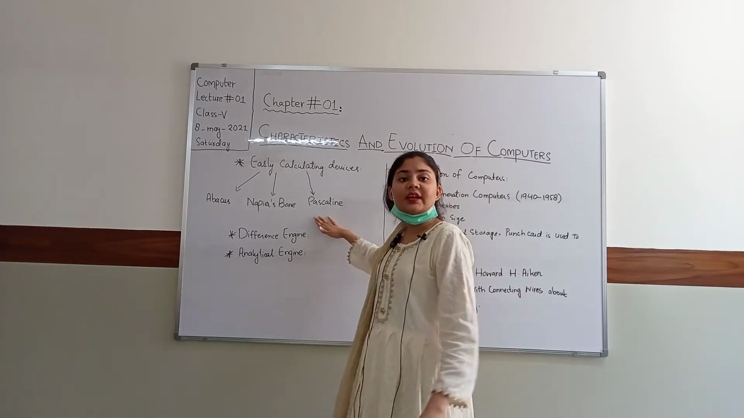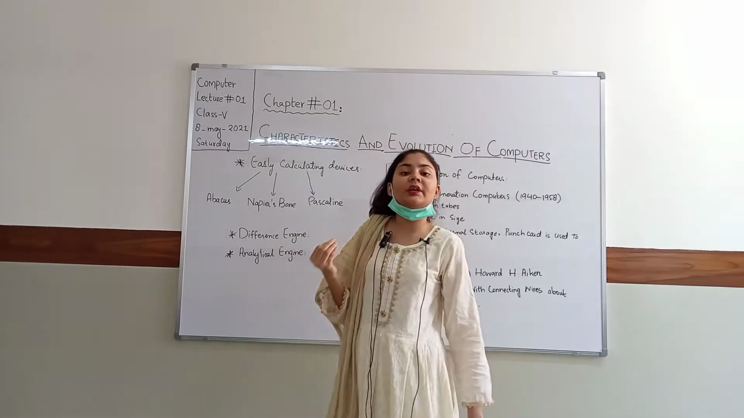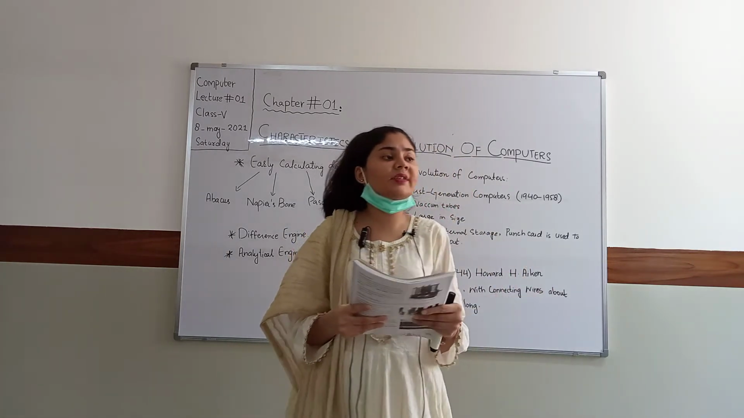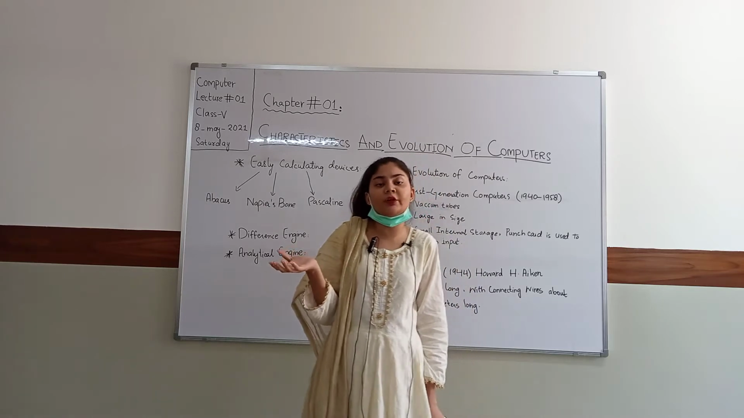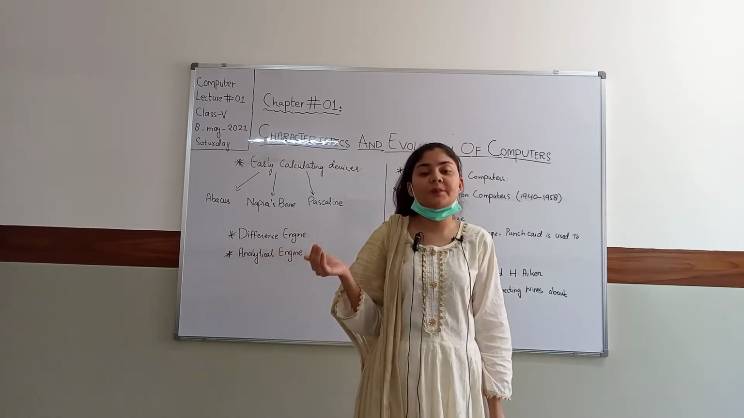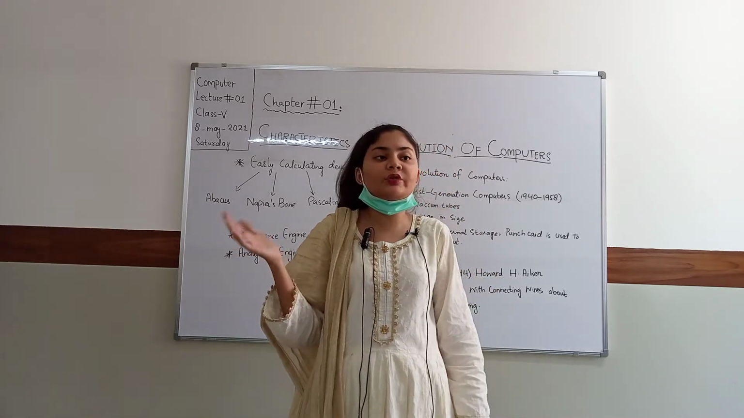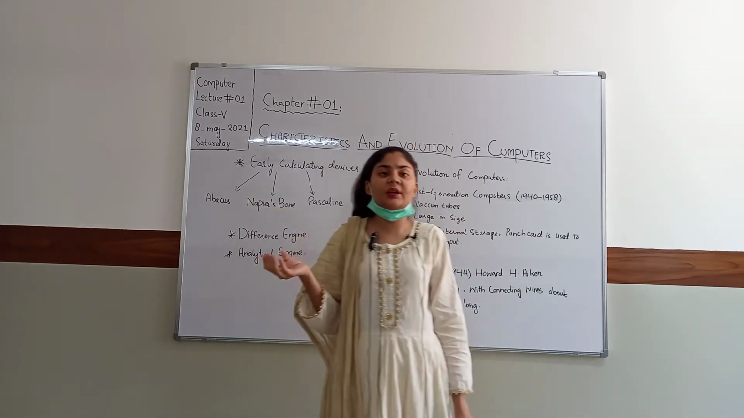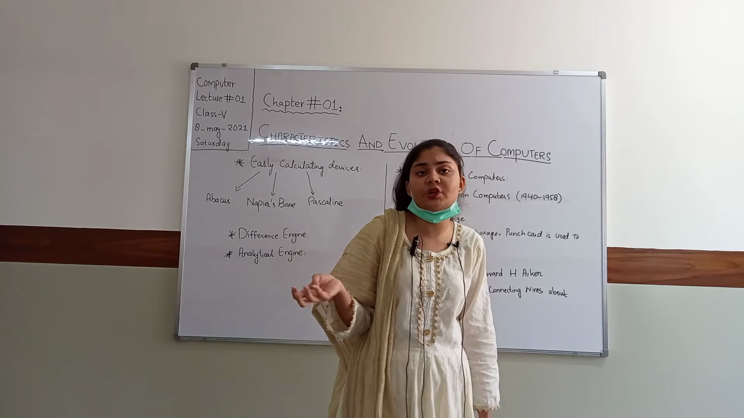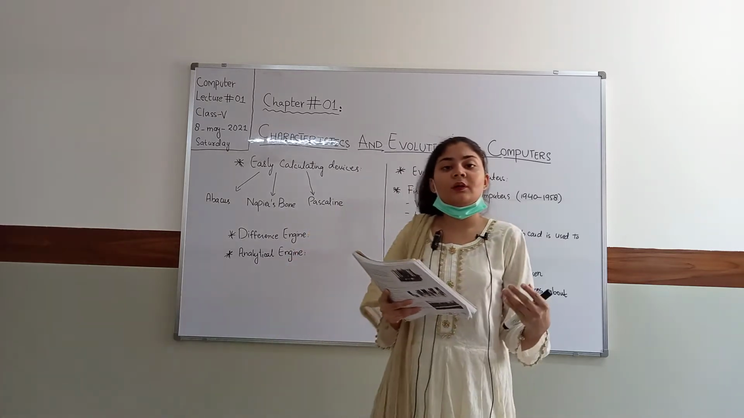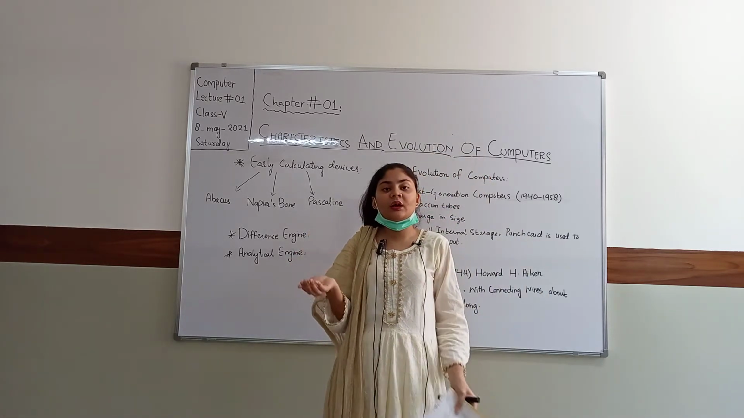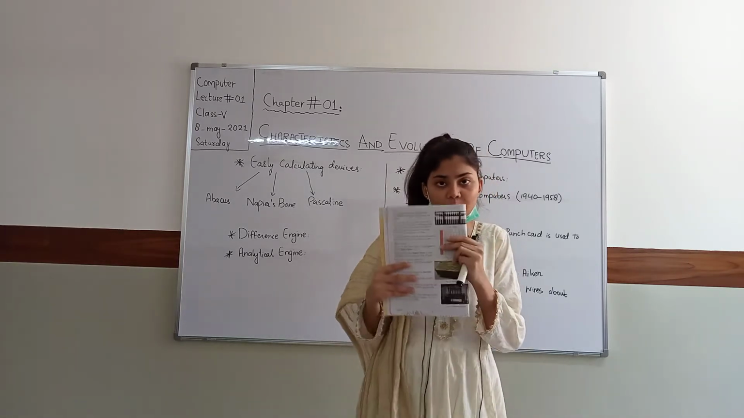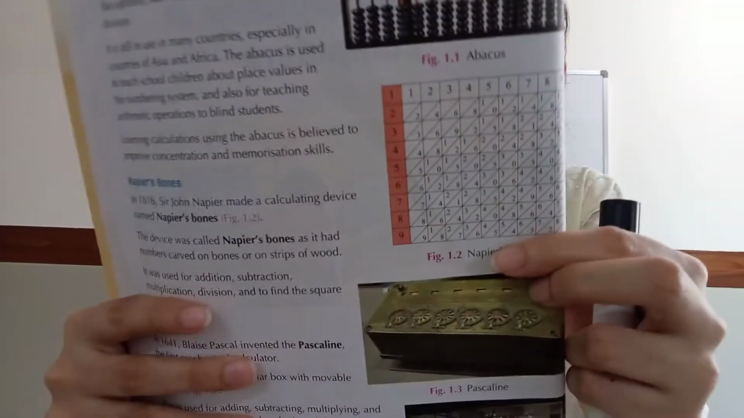In 1616, Sir John Napier made a calculating device called Napier's Bones. Why was it invented? Because the abacus was not enough for performing calculations. People got confused and it got complicated performing calculations like multiplication and division. So Sir Napier made the contribution and invented that device. Picture 1.2. This is how Napier's Bones looks like.